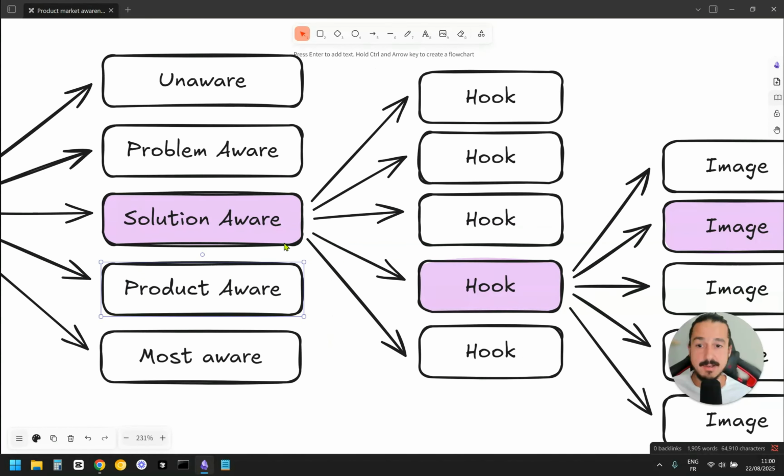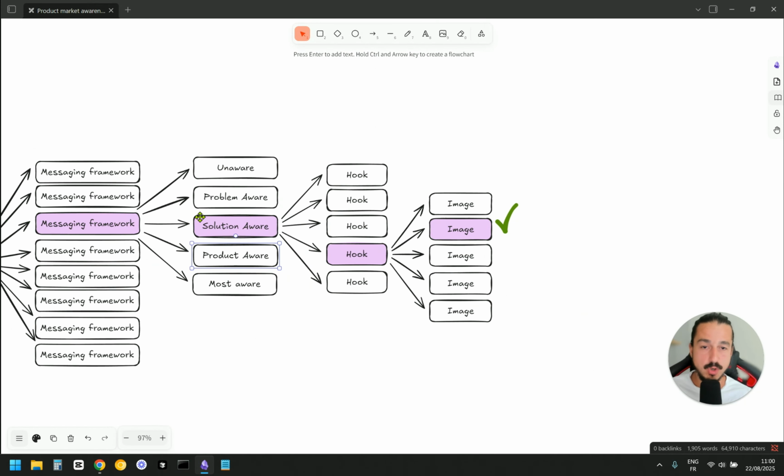So with that said, we generate our hooks, because for the sake of this example, we are generating hooks. We generate a bunch of them. We pick the ones we like, and then we generate an image, because the best way to test a lot of ads at scale is to use static ads. Video ads, longer ads are more complicated to produce, and static ads work really well.